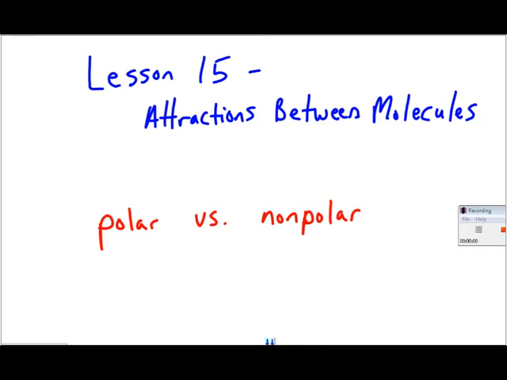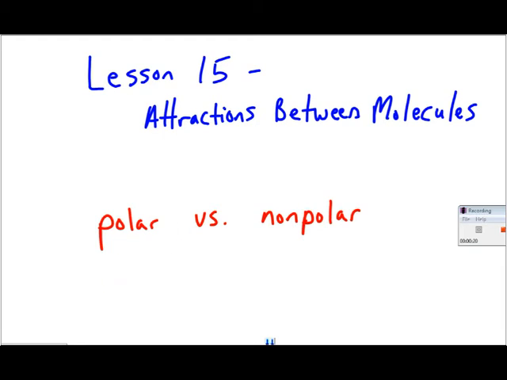Lehman. I want to talk to you today about smells, lesson 15. It's all about attractions between molecules. And in this lesson, in section 3 of the smells unit, we deal with two new words, polar versus nonpolar. Polar molecules versus nonpolar molecules. And we did a lab for this lesson.